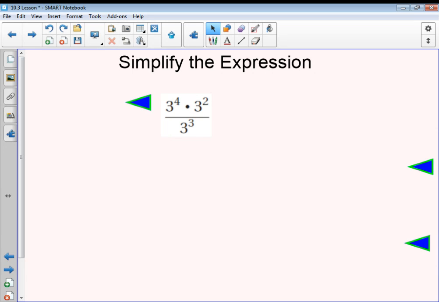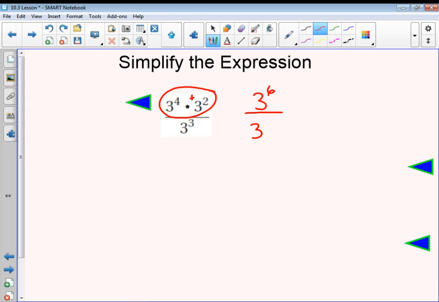Okay, how can I look at this one? I prefer to, if I have more than one setup on one level, one operation, one set of powers on one level, I like to solve that first. So I'm going to go ahead and simplify this first. So it's multiplication, so I'm going to add my exponents. It becomes 3 to the 6th power, and now this is 3 to the 3rd power.